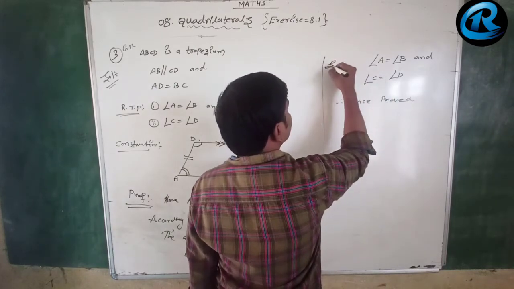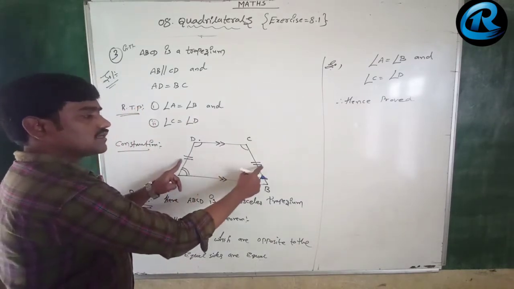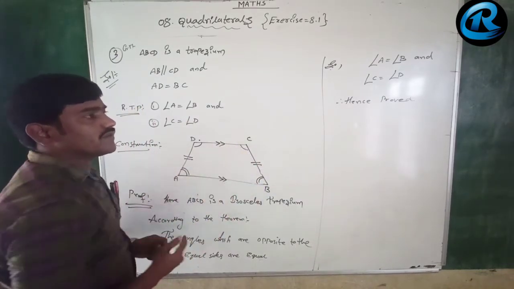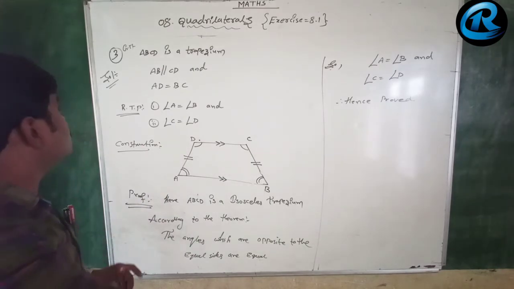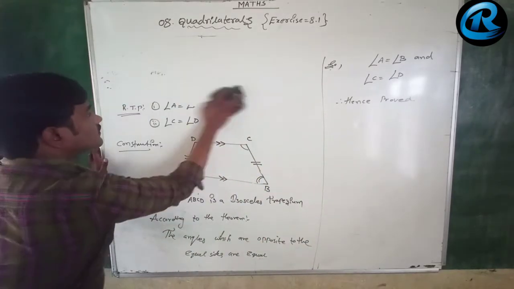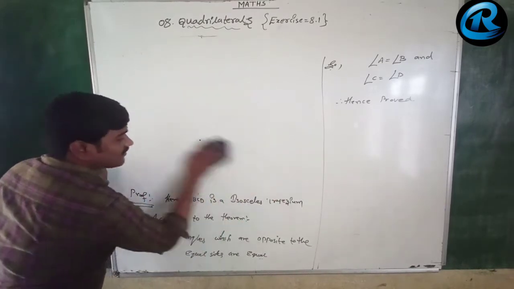So these two sides are equal. Now these two angles and these two angles will be equal. Hence proved. Very simple. See how easy it is. This theorem you need to remember: the angles which are opposite to the equal sides.